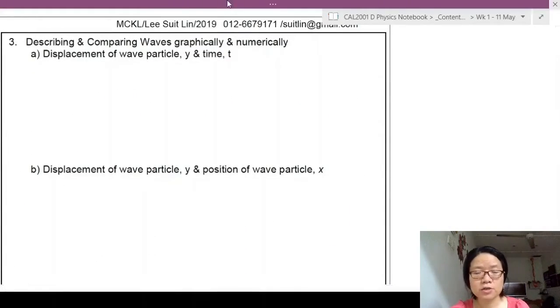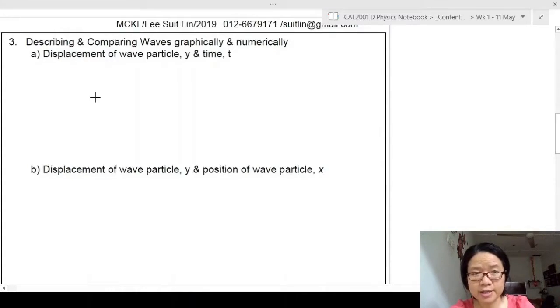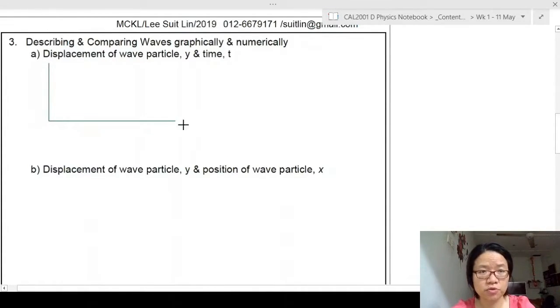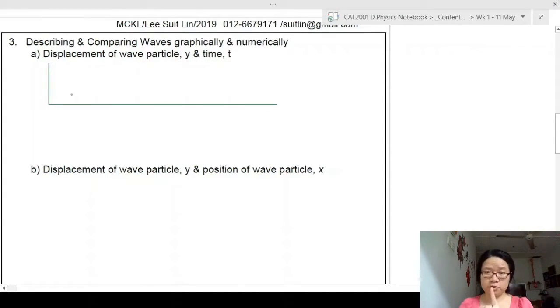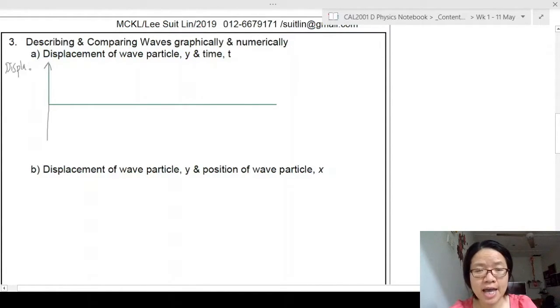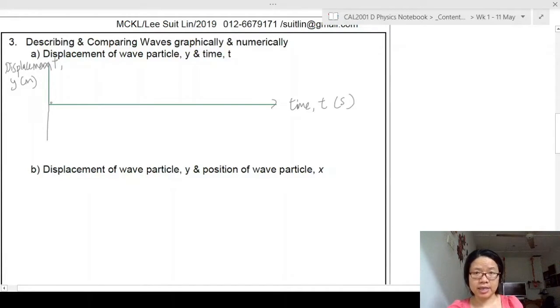So if you remember the graph that we had, we will now have two types of graph to describe waves. I'm going to draw the first one, and the first one here is displacement of wave particle y against time t. The displacement of wave particles here is actually, we look at one single particle and see how it travels over time. I'm just going to roughly plot out using my stylus the sine curve.